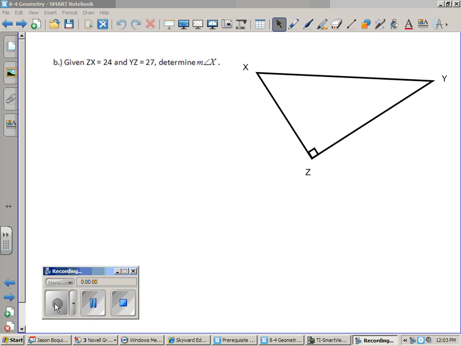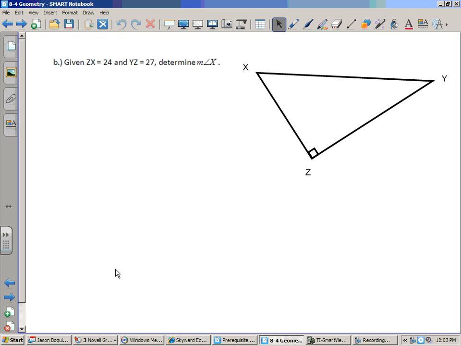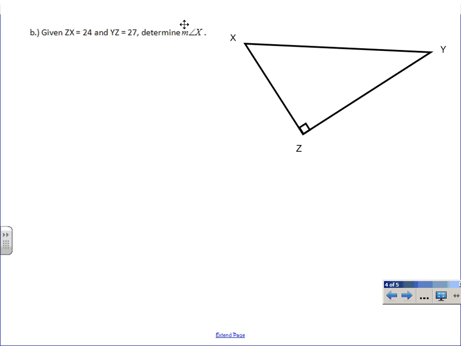So part 2, hopefully you took a few seconds to actually try this problem. And we'll find out if we needed to use any of the inverses, meaning the arcsine or arctangent or arccosine. Well, let's fill it in. What do we got here? Zx. There it is. It's 24. And yz is 27.